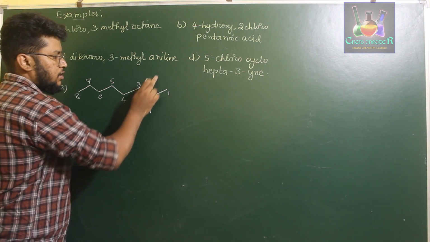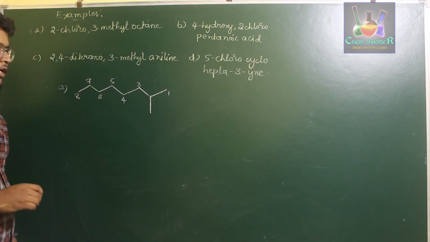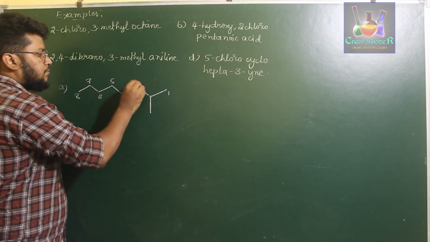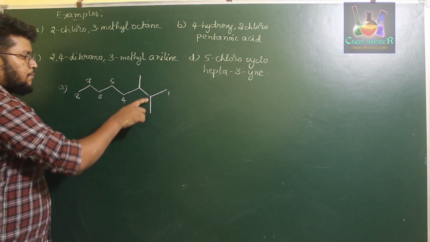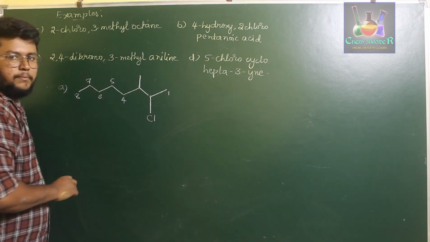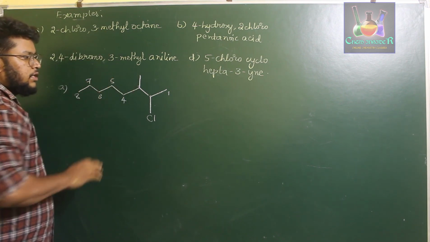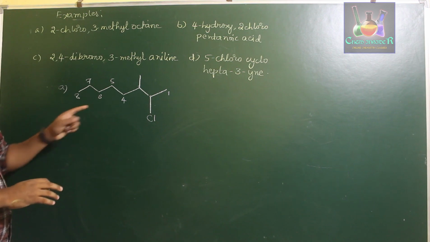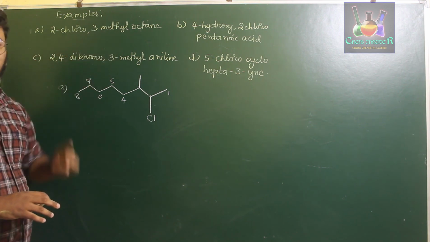Don't write the substitution in this direction. Write the substitution in this particular direction. So second position, and this is the third position, substitution. In the second position, we have a chloro group, 2 chloro. So that means we are writing a Cl. In the third position, we have methyl. So you can just write down that itself. Okay. So this will be the structure for 2 chloro 3 methyl octane.